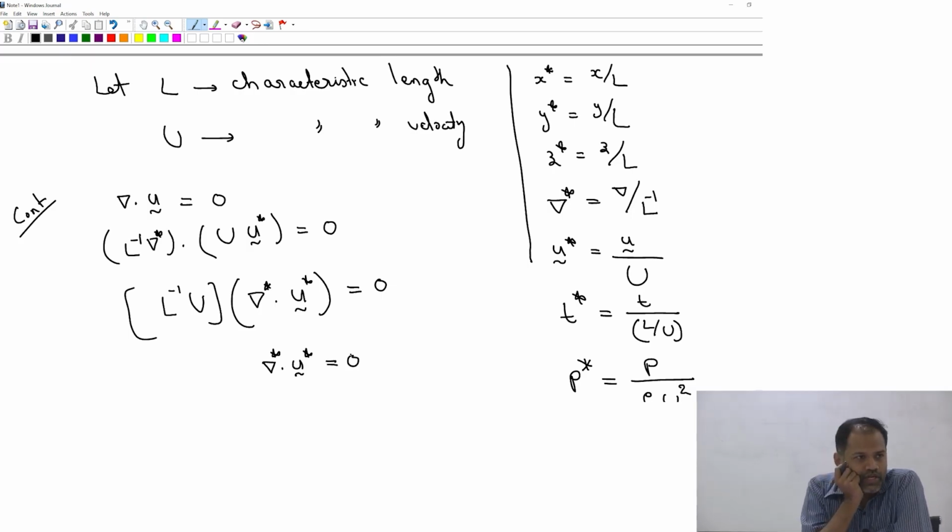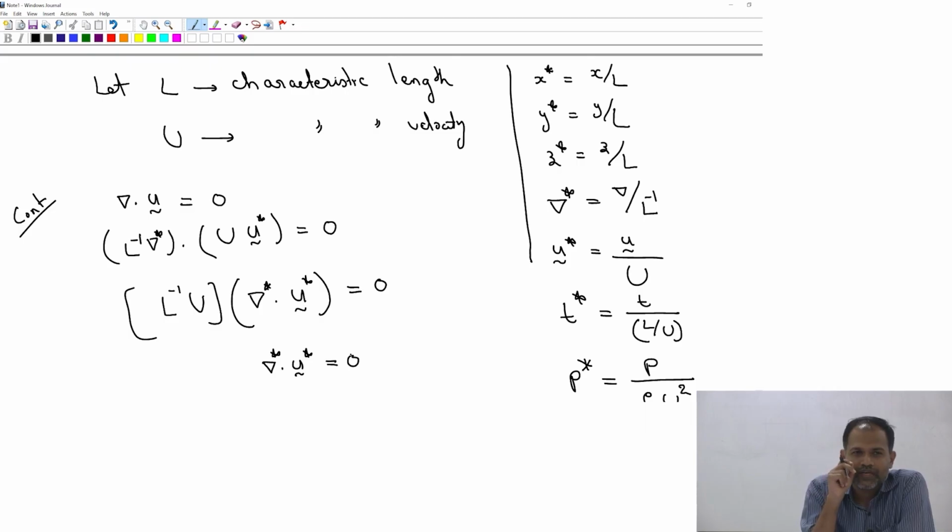Okay, so the continuity equation written in the non-dimensional form did not bring in anything new. All the variables remained as such, except that they have become now non-dimensional. There was no non-dimensional parameter that came up during the non-dimensionalization.